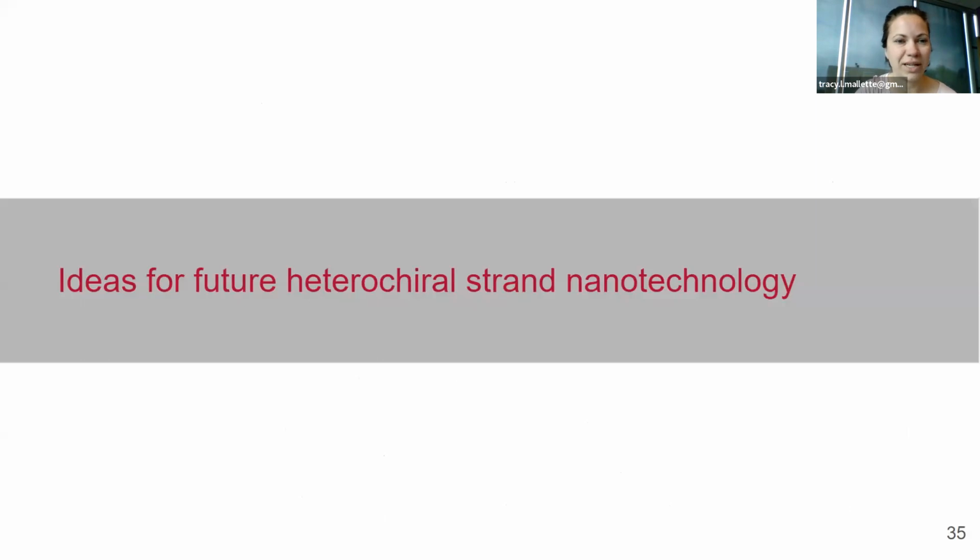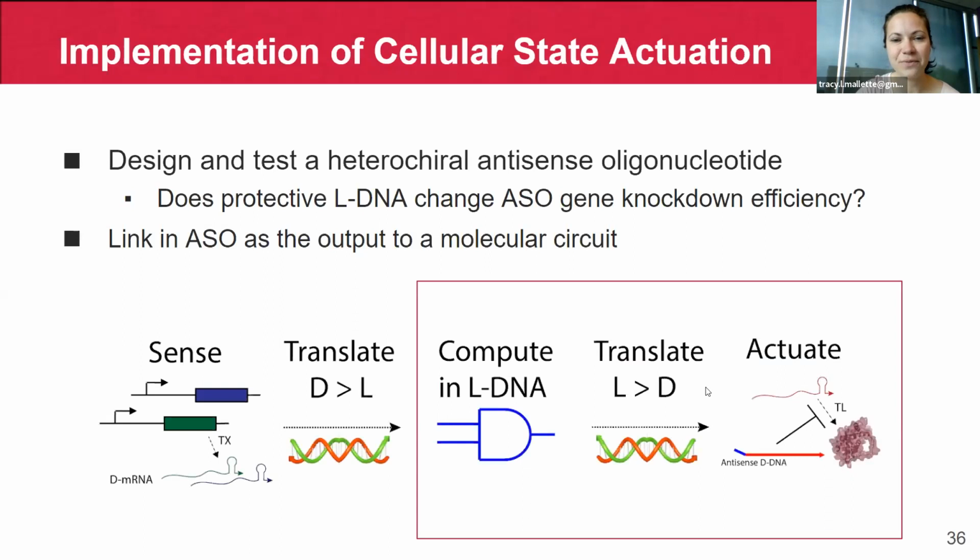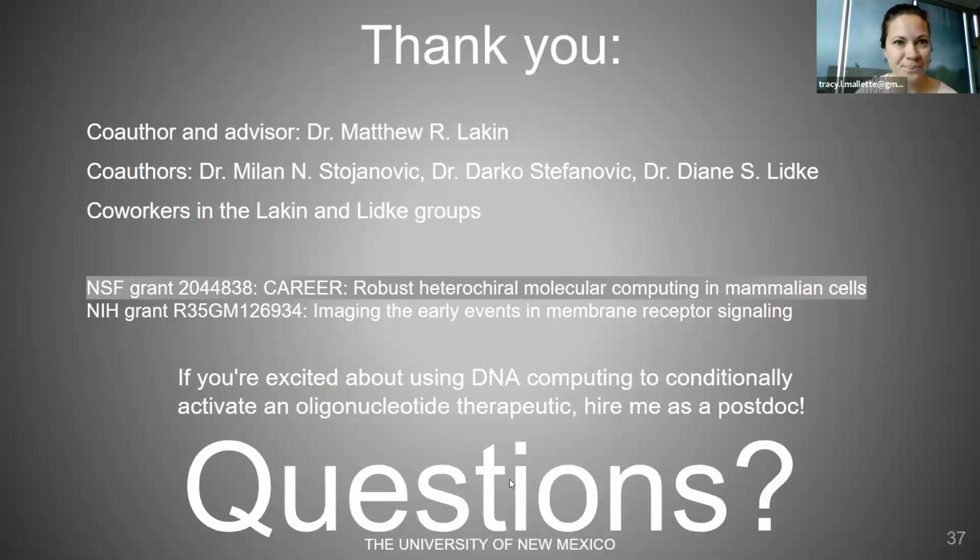I want to leave with just one idea for future heterochiral strand nanotechnology, which is that we focused on this in the first part of the circuit goal. But I think it'd be really fun to work on the end and design and test a heterochiral antisense oligonucleotide and see, does this protective LDNA change the ASO knockdown efficiency? And also really going with that goal of linking the ASO to the output of a molecular circuit computation.